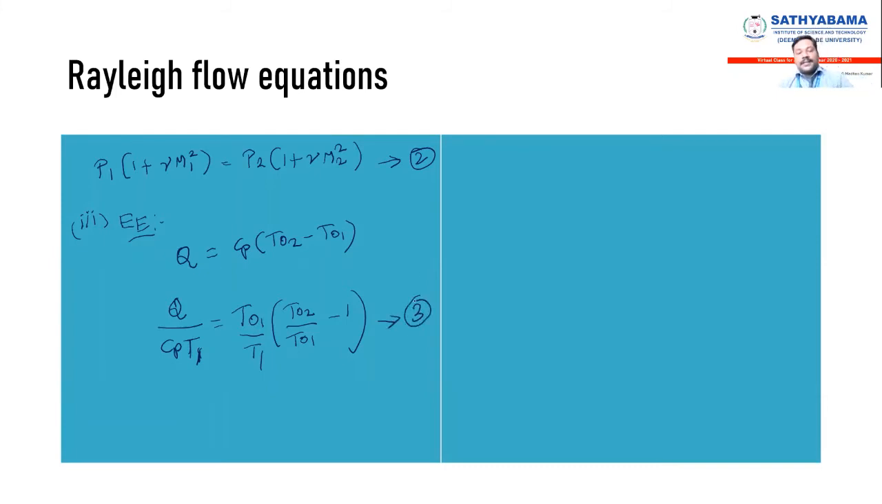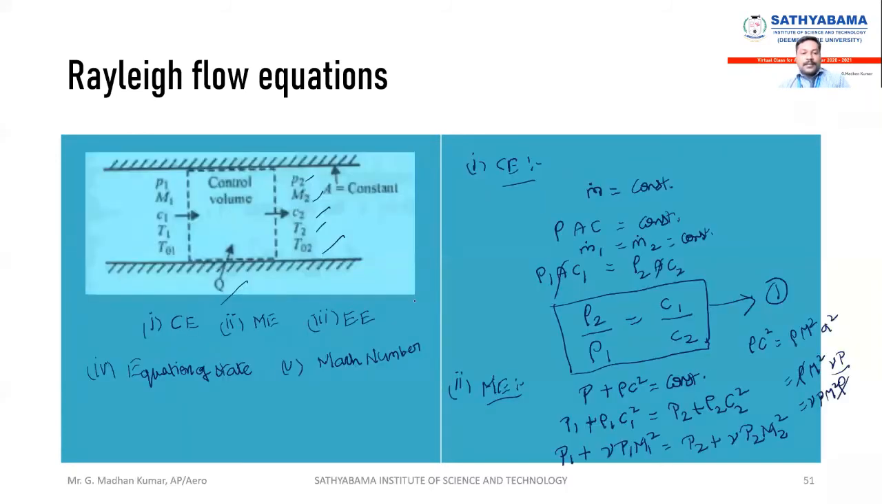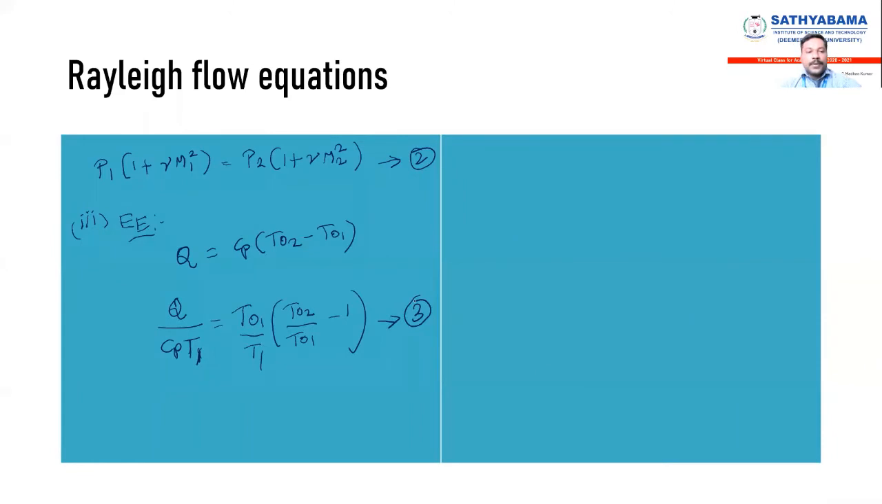So that is your energy equation. And then we are going for the equation of state. Next is the fourth one, equation of state. So what is your equation of state?